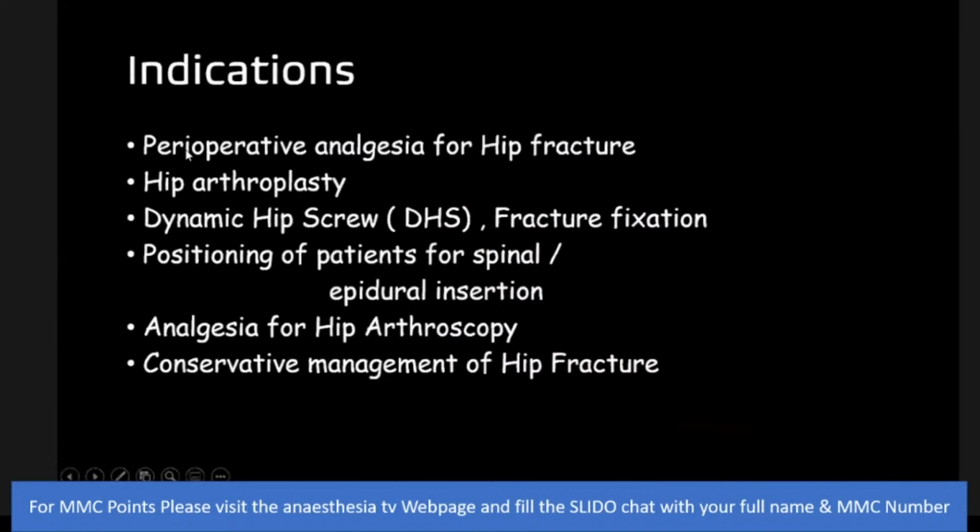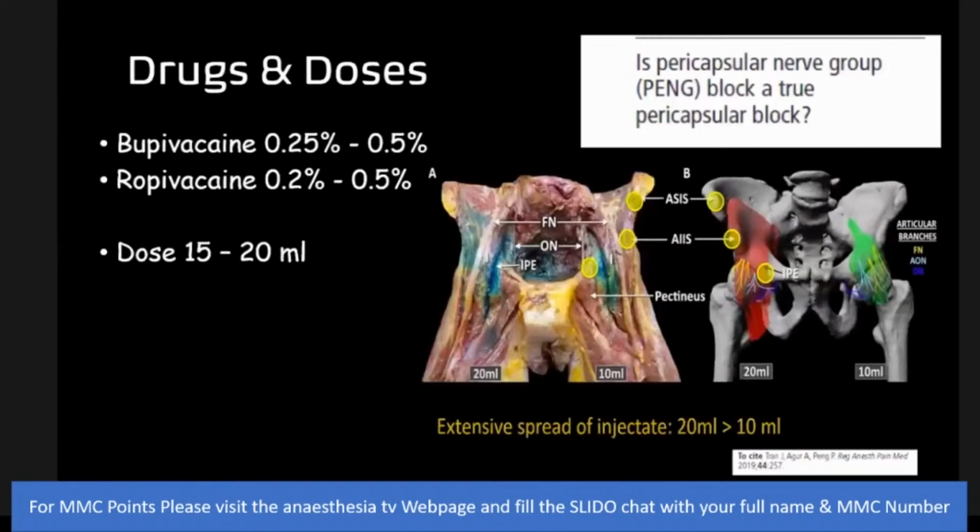Local anesthetics commonly used are bupivacaine or ropivacaine, with or without epinephrine, or you can even add clonidine. The usual volume advised is 15 to 20 ml. You can see from this diagram that the spread of the 10 ml dose is slightly limited, whereas the spread of the 20 ml dose is extensive and seems to cover all the articular branches, right from the branches from the obturator nerve.